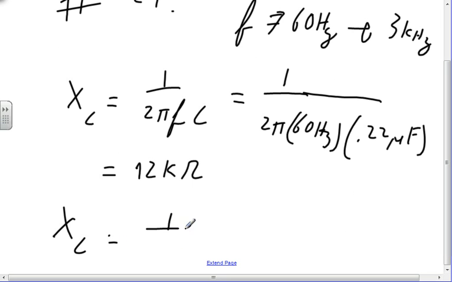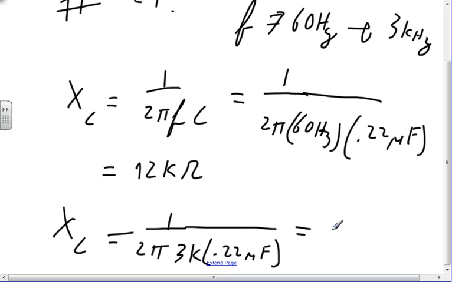And then we'll do it again. X of C is 1 over 2 pi 3k times 0.22 micro. 2 times pi times 3,000 times 0.22 minus 6, equals, 1 over x, 241. We'll call it 240 ohms.